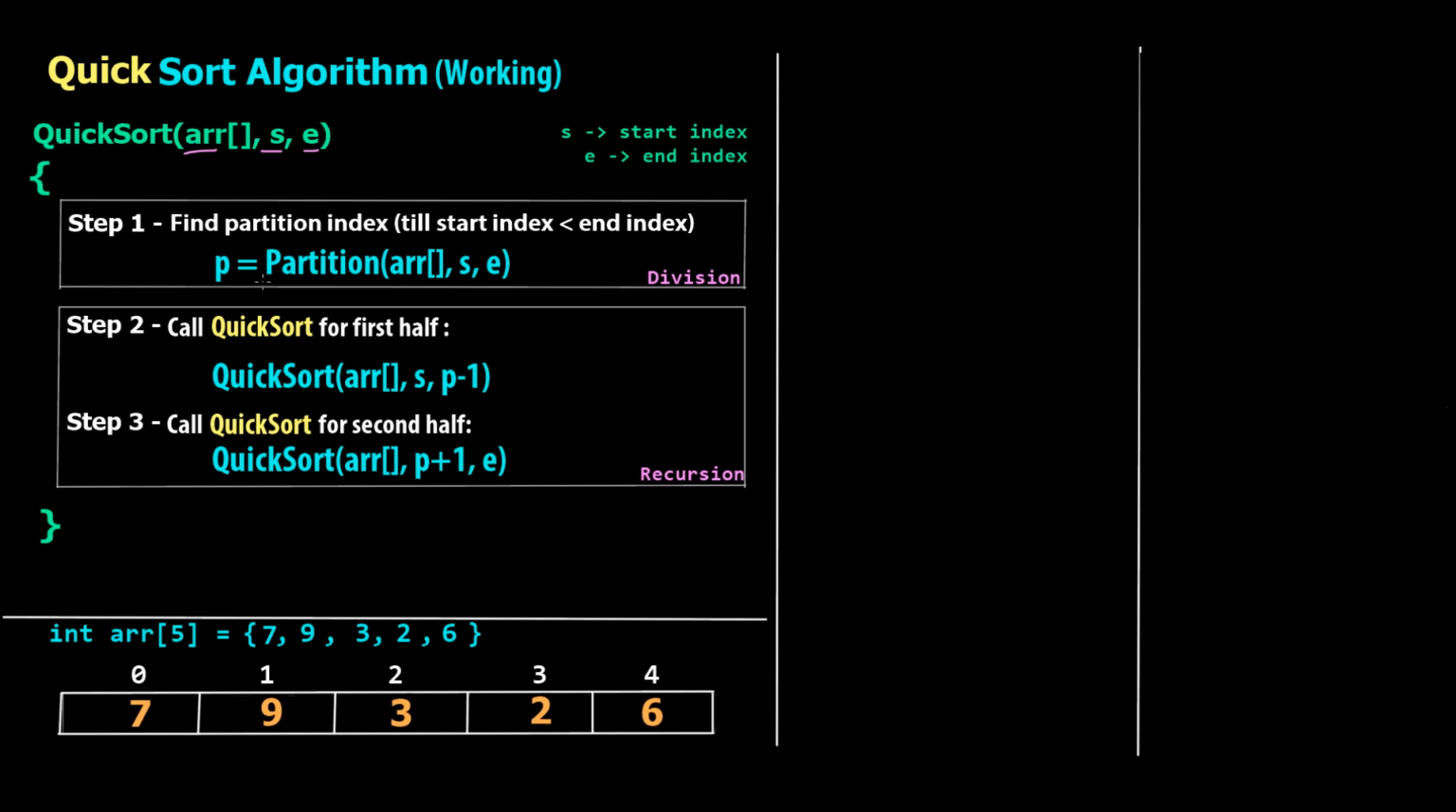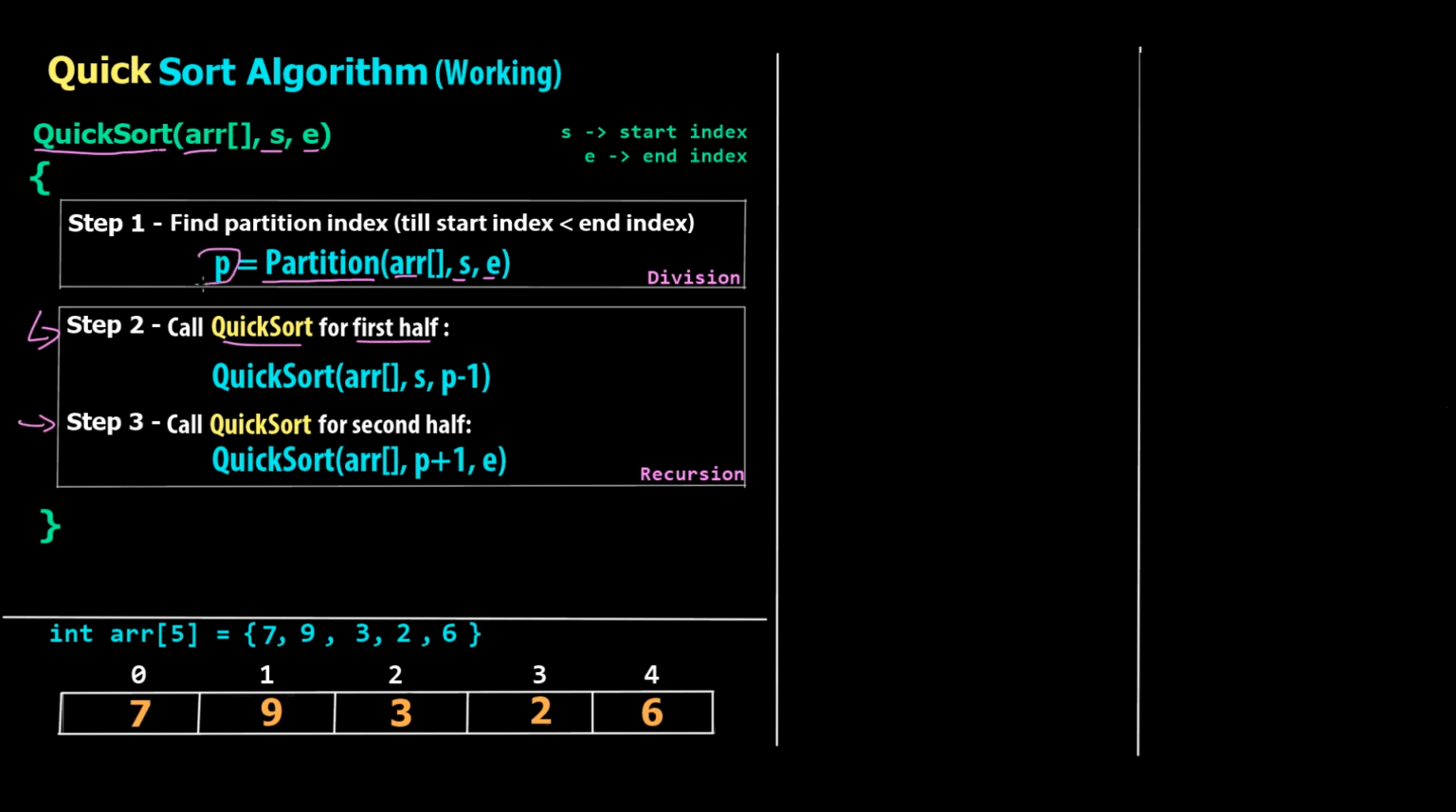Okay. Now this partition is a separate function which is called inside QuickSort. So QuickSort is a function, or you can say a method. Inside that we are calling another partition function which will take that same array and same start index and end index. And here is where the division is going to happen. Division is where we are finding the pivot point or partition point to be divided into two subarrays. Now moving on, step 2 is where we call QuickSort for the first half, and step 3 is calling QuickSort for the second half.